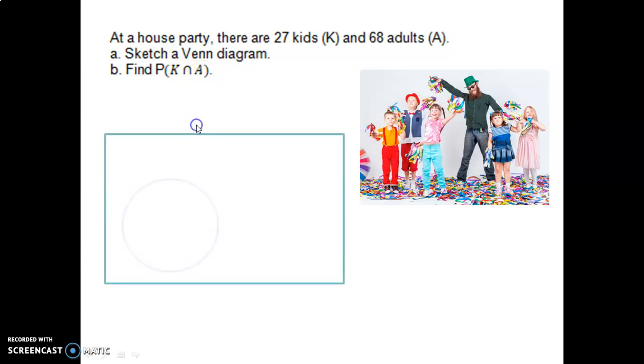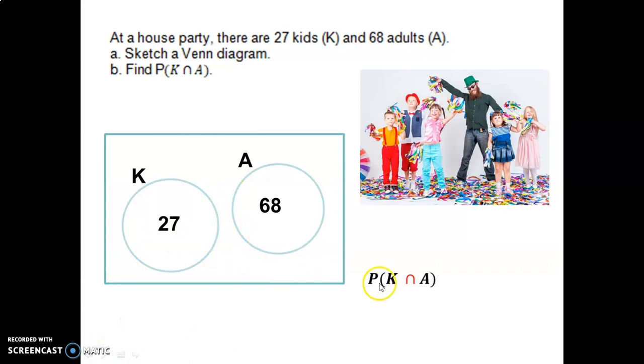All right, now that you've tried, let's take a look. The Venn diagram for this one is pretty simple. We have a universal set. We don't know how many people there are at the party necessarily, but we do know there are 27 kids and there are 68 adults. There is no overlap, because an overlap would imply that a kid and an adult can be the same person. That's impossible. Kids are kids, adults are adults. There is no kid that is an adult.